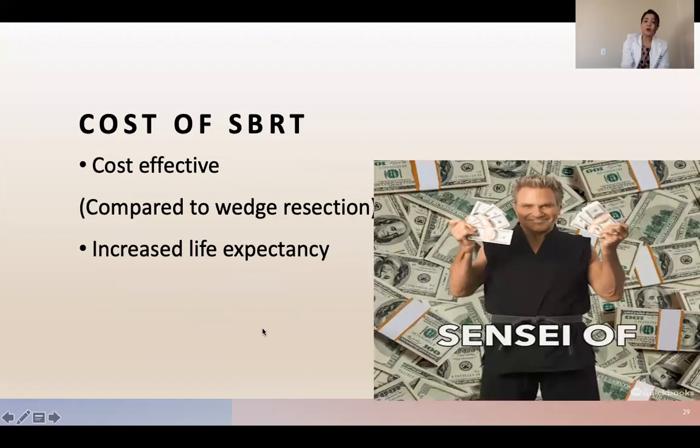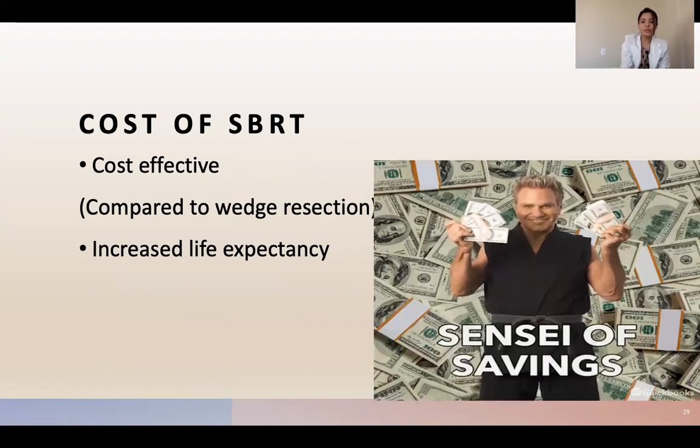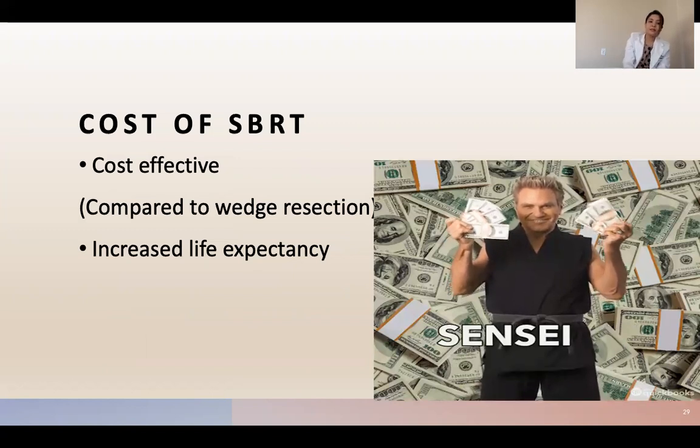So, talking about the cost, SBRT is very cost effective. Actually, a study was done on the patients with wedge resection surgery and the patients with SBRT treatment. And the results came out that the patients who received SBRT had an increased life expectancy. So, this in turn tells that SBRT is very cost effective.